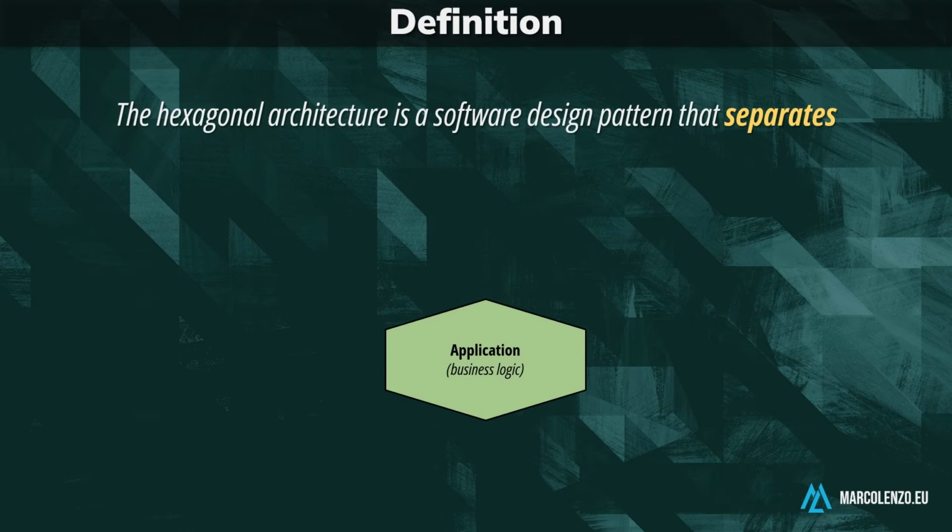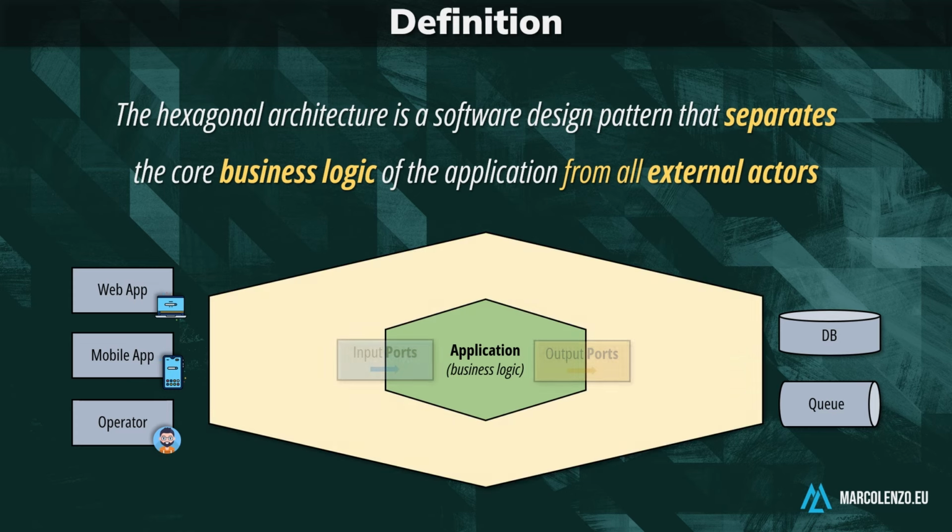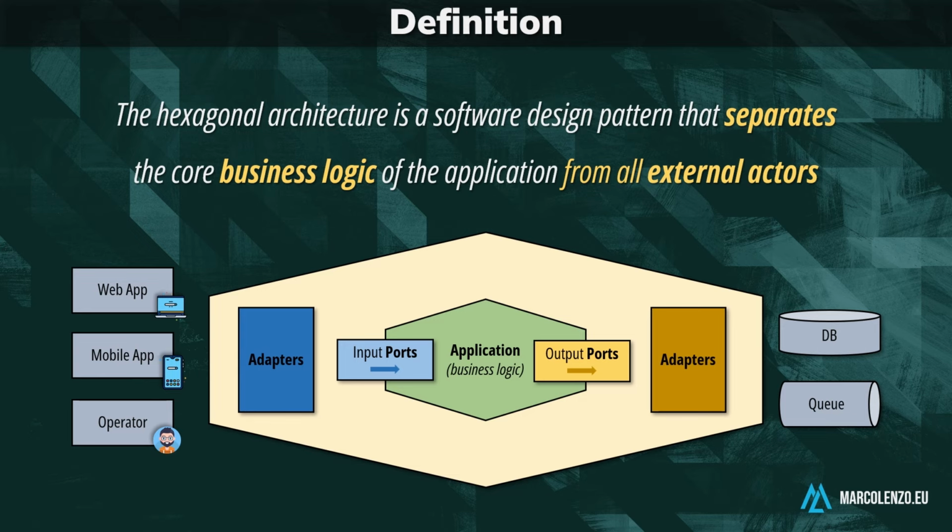The hexagonal architecture is a software design pattern that separates the core business logic of the application from all external actors, like UI and DB. There is no direct communication between external actors and the business logic. The business logic is placed within the inner hexagon and isolated from the external actors through ports and adapters.